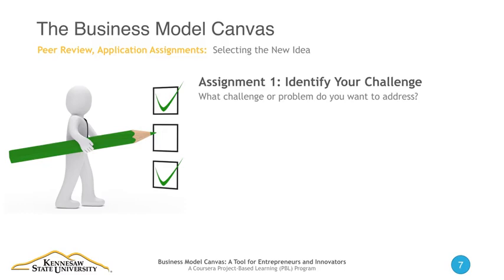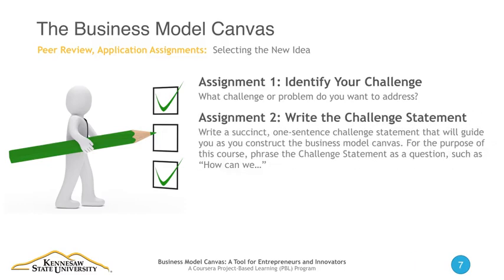Once you're done with that assignment, assignment number 2 is to write the challenge statement. Your responsibility is to write a distinct, one-sentence challenge statement that will guide you as you construct the business model canvas. As I recommended before, for the purpose of this course, I would recommend that you phrase the challenge statement as a question, such as, how can we? And I'll give you an example in the next slide.